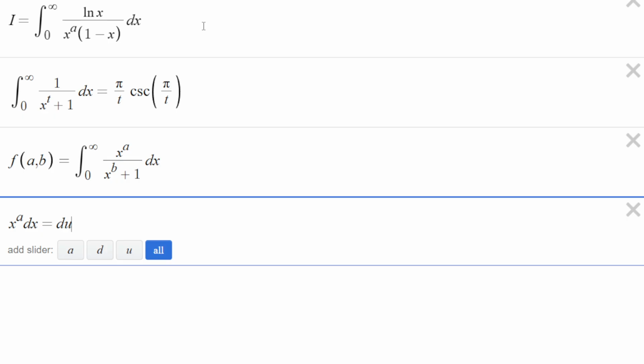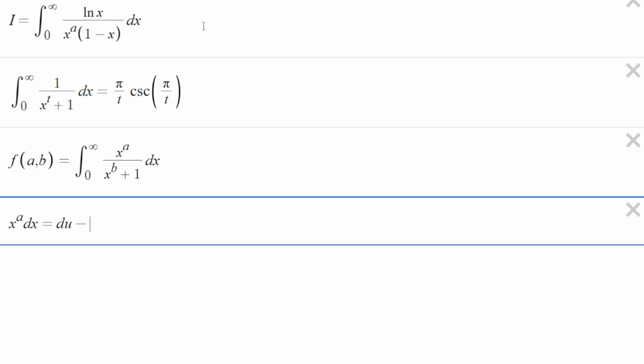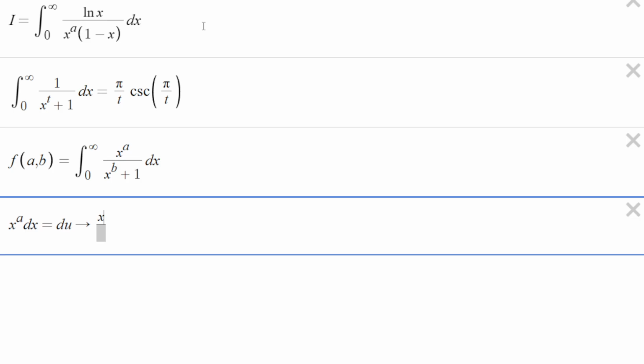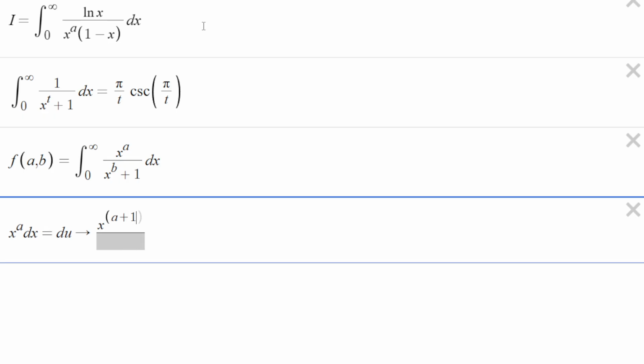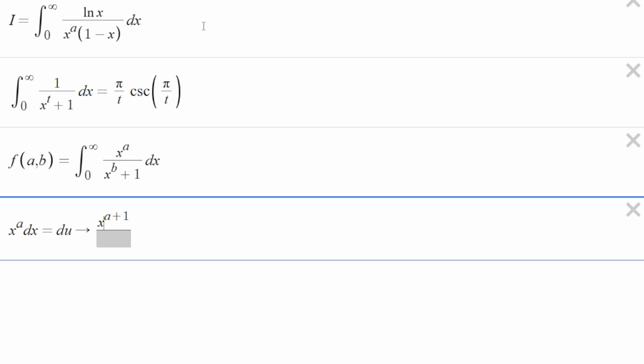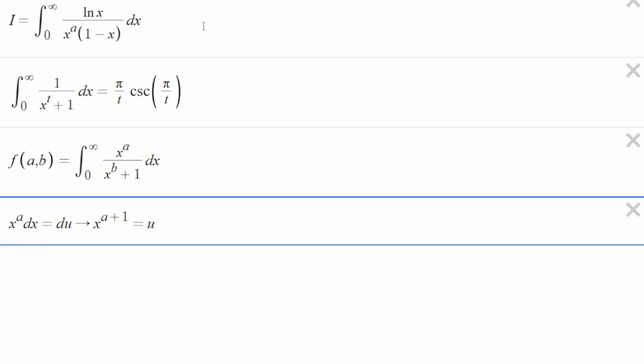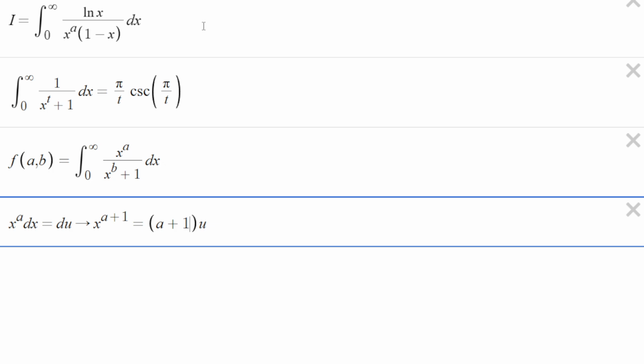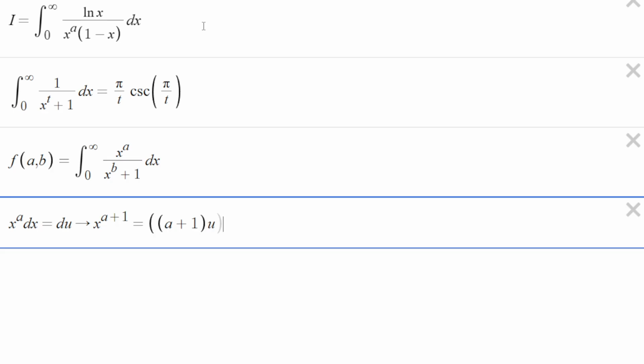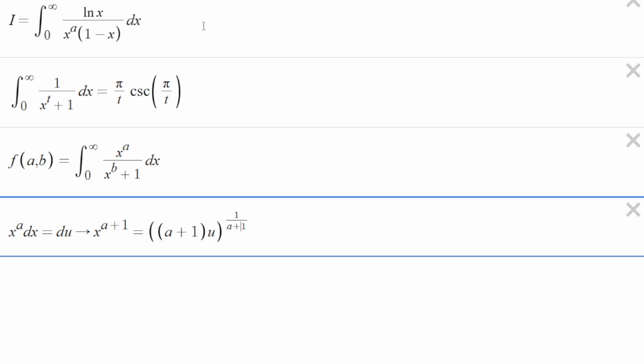So if we start with x to the a dx being equal to du, all we do is anti-differentiate on both sides to get x to the a plus 1 over a plus 1 is equal to u. And then I will multiply both sides by a plus 1 to give us this. And then I will raise both sides to the 1 over a plus 1 power. And that's just going to give us x.